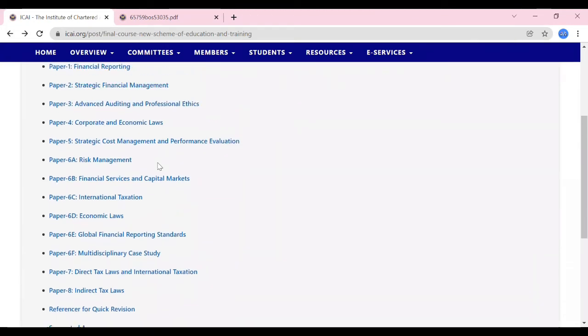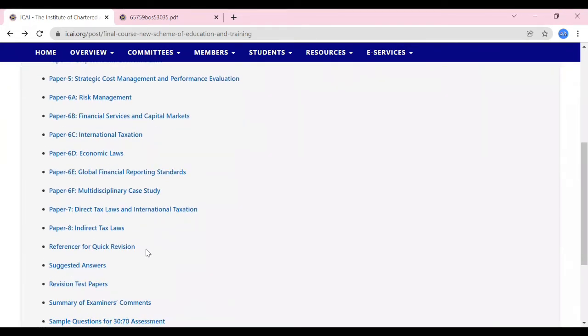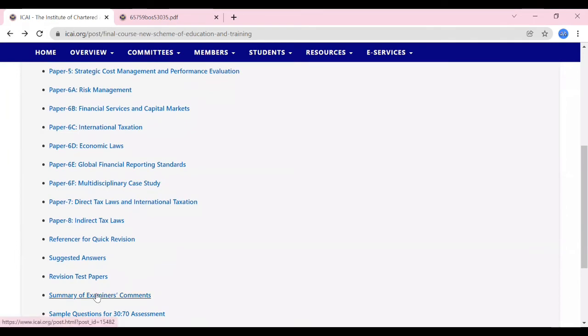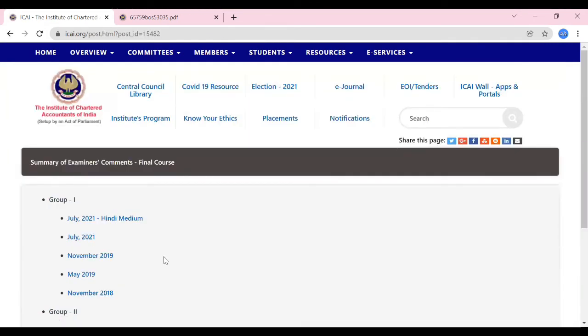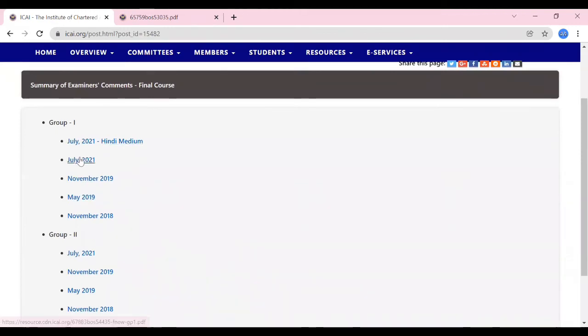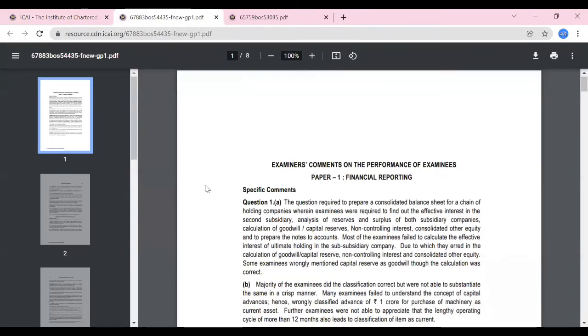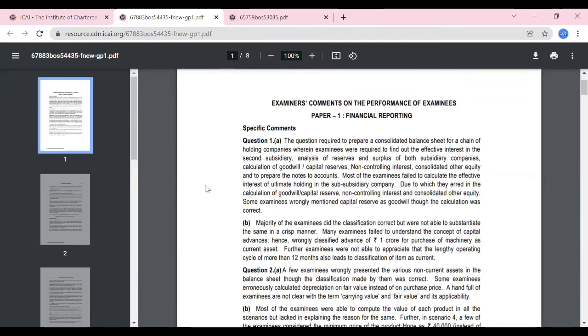Also, now coming to the main page, there is a summary of examiners' comments at the bottom. Here you'll be able to see year-wise classification. This basically contains what were the common mistakes made by students in that year's paper. So for example, in the July 21 attempt, this is the first paper, financial reporting. Most of the examinees failed to calculate the effective interest of the ultimate holding in the sub-subsidiary company. So you would get to know this way what the most common mistakes are.